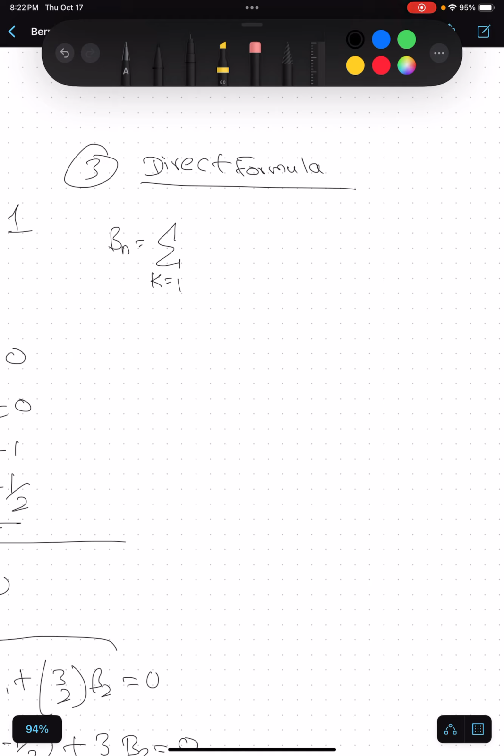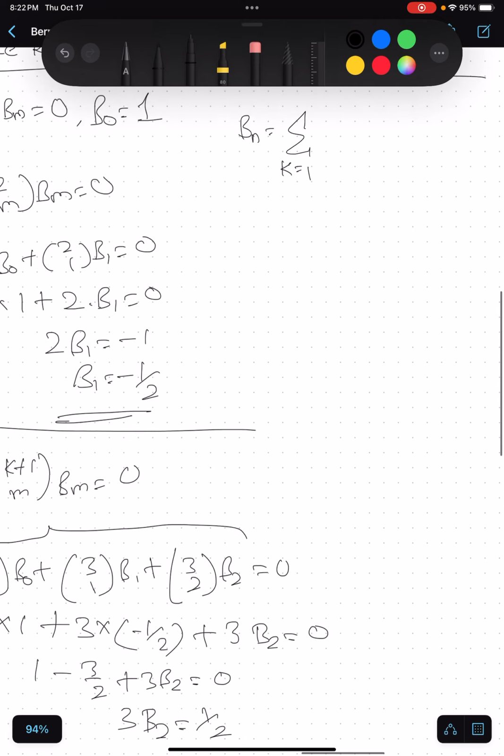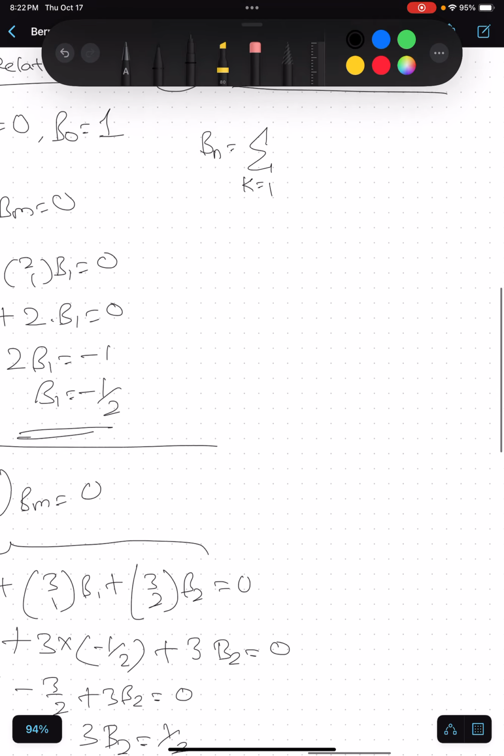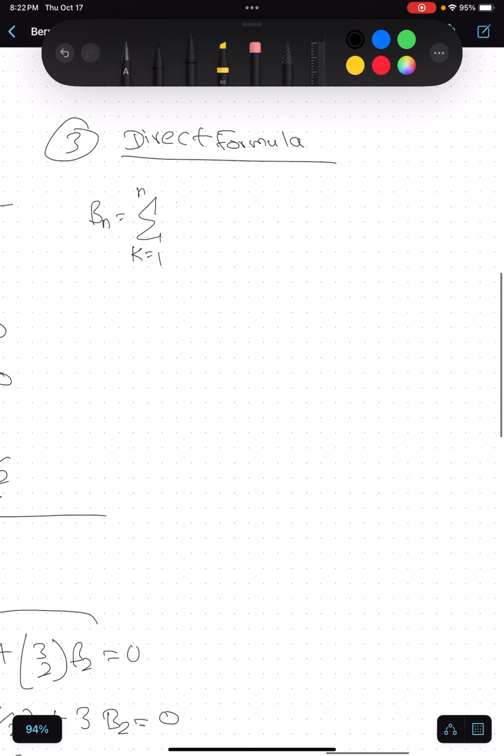Wait, sum from k equals 1 to n. Oh, sorry. And 1 by k plus 1, and then sum from m equals 0 to k, minus 1 to the power m, k choose m, and then we will have m to the power n.